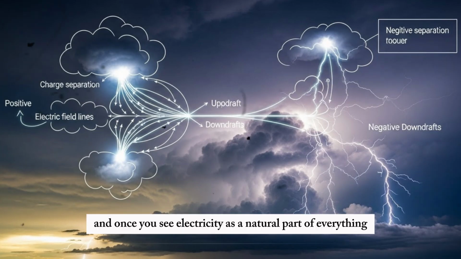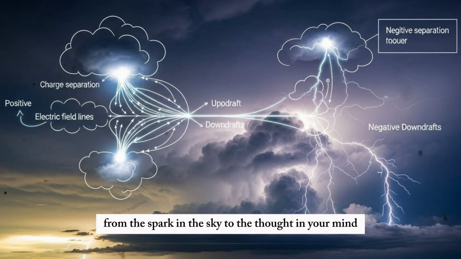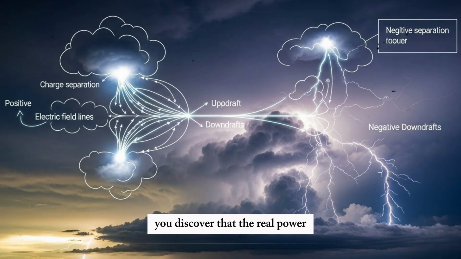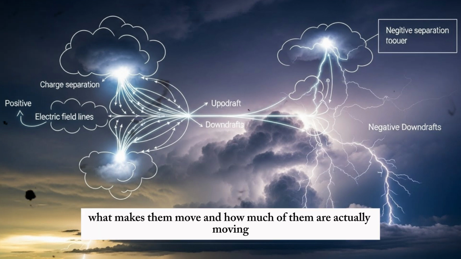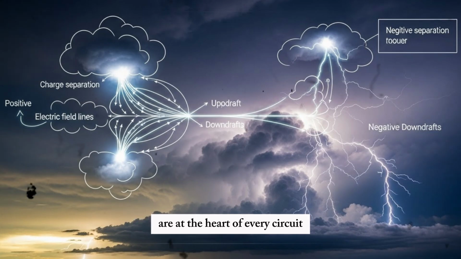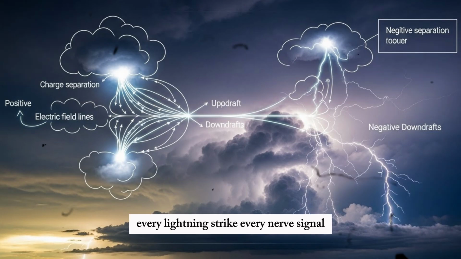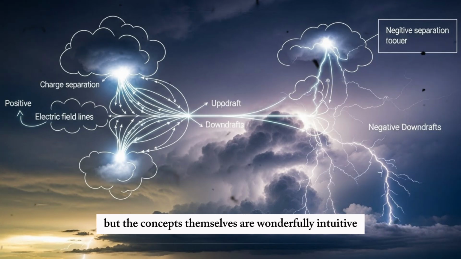And once you see electricity as a natural part of everything, from the spark in the sky to the thought in your mind, you discover that the real power doesn't come from sockets and switches, but from understanding. If electricity is the movement of electrons, then the next question is simple: what makes them move, and how much of them are actually moving? These two ideas, the push and the flow, are at the heart of every circuit, every lightning strike, every nerve signal, every glowing screen. We give them technical names, but the concepts themselves are wonderfully intuitive.